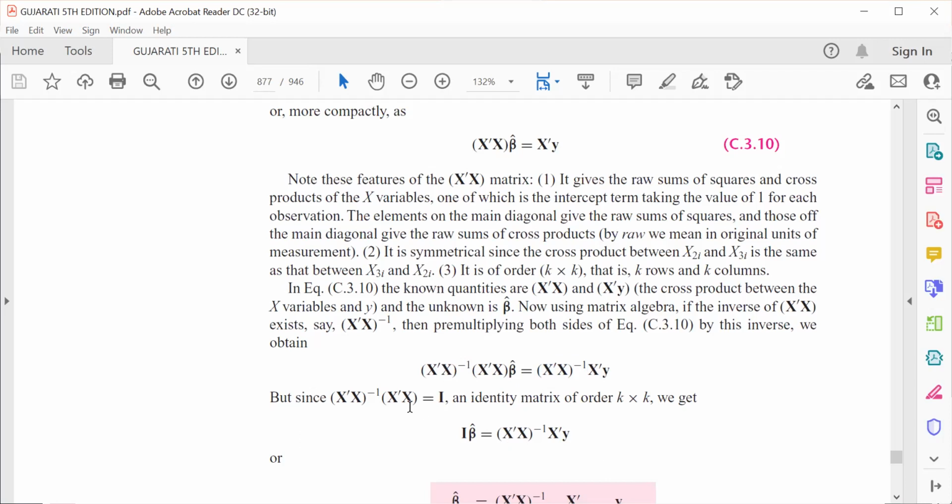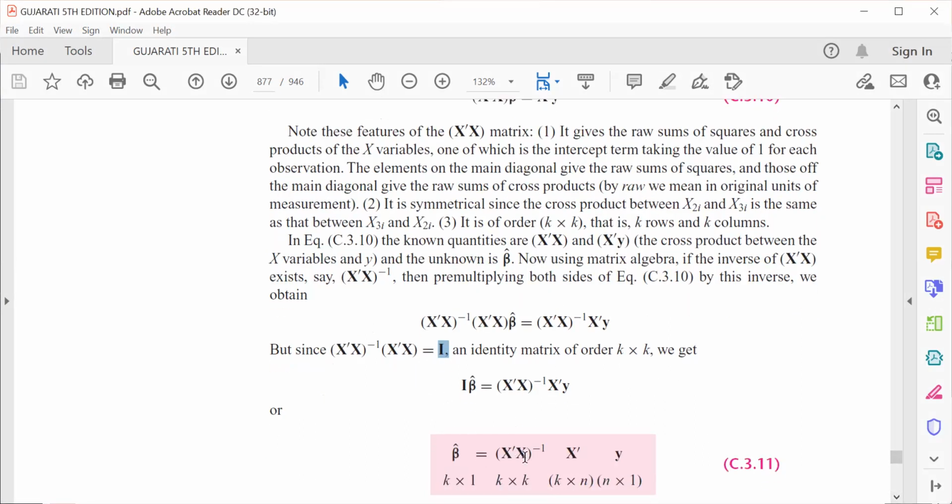In a matrix, x prime x inverse multiplied by x prime x is equal to the identity matrix. This one. Identity matrix times beta itself. An identity matrix multiplied by any matrix gives the original matrix, so multiplying the identity matrix with beta, we get beta itself. So beta becomes x prime x inverse x prime y.